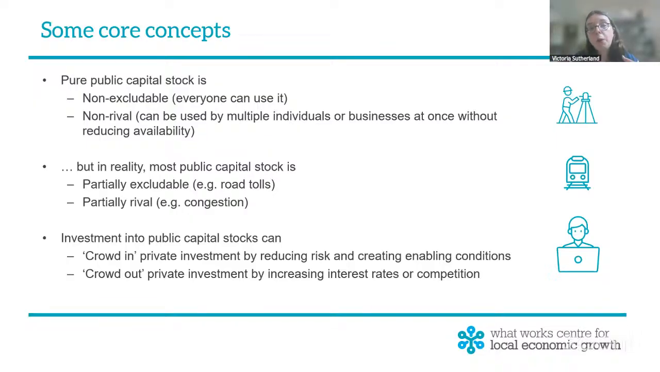So a lot of public capital stock will be partly excludable. So it's not everybody can use it. You're putting some kind of barrier in. What's more common actually is that it will be partially rival. This concept that multiple people can use it at the same time and it doesn't reduce availability, we all know that's not true. If there are lots of cars on the road at the same time, you reach a capacity level, so you quite often end up with quite bad congestion on particular bits of our public infrastructure.